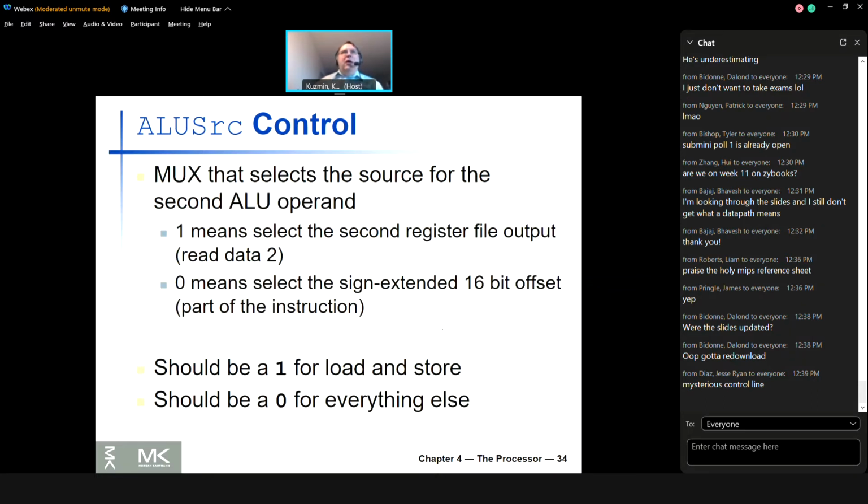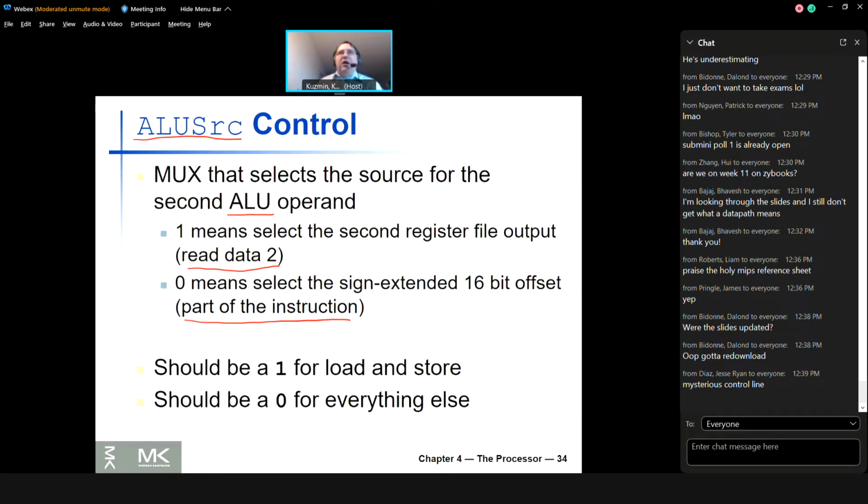ALU source. So that's our next control signal, and it is used as a selector for a multiplexer that selects the second operand of our ALU. Why do we need 2 operands? Well, because we might be adding data read from the register file as our second operand, or we might be adding the immediate value that comes from the instruction. That immediate value needs to be sign extended, as we discussed before, but those are 2 choices, and we have a multiplexer to control this.